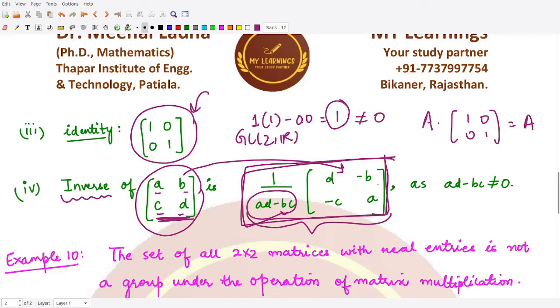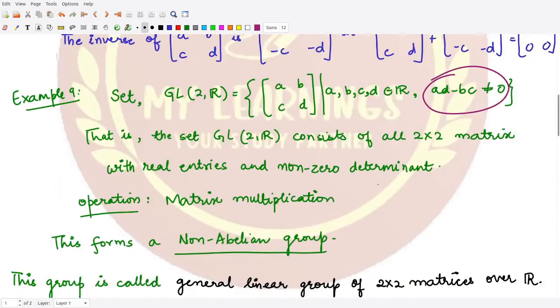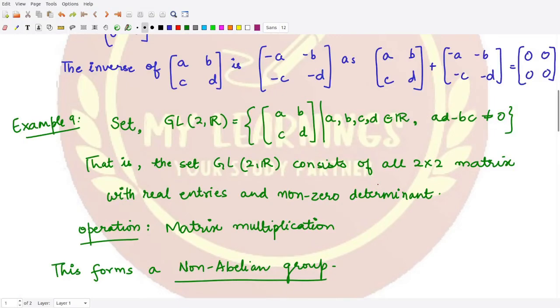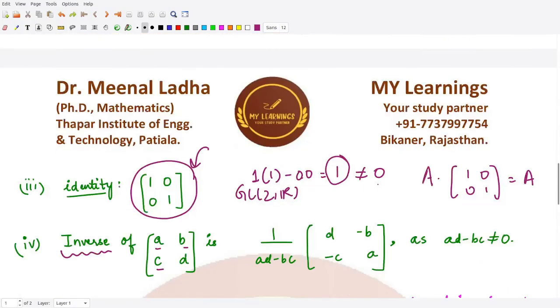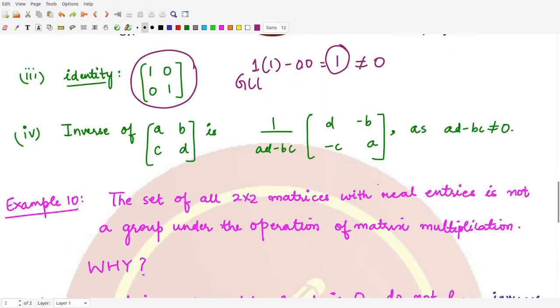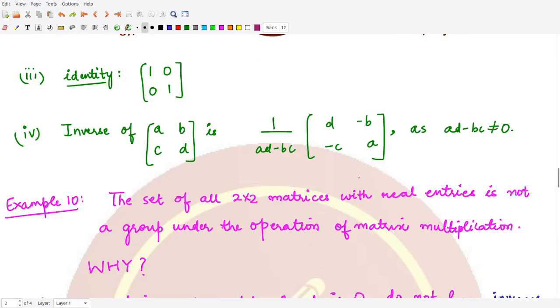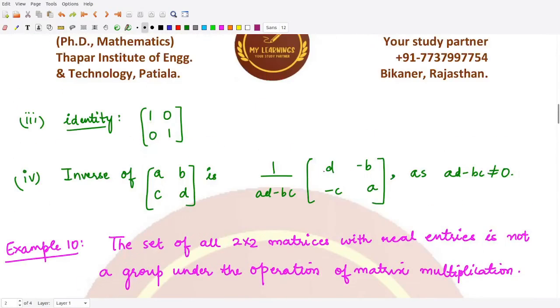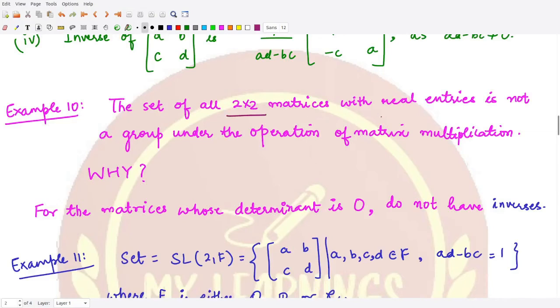So because it follows all the four properties, this is a group, and in fact it is a non-abelian group, right? Moving further on to the next example. Next we are taking the set of all 2 cross 2 matrices which have real entries. The set of all 2 cross 2 matrices with real entries. This is not a group. Can you suggest why? Just pause the video and tell me why this does not form a group under the same operation of matrix multiplication.